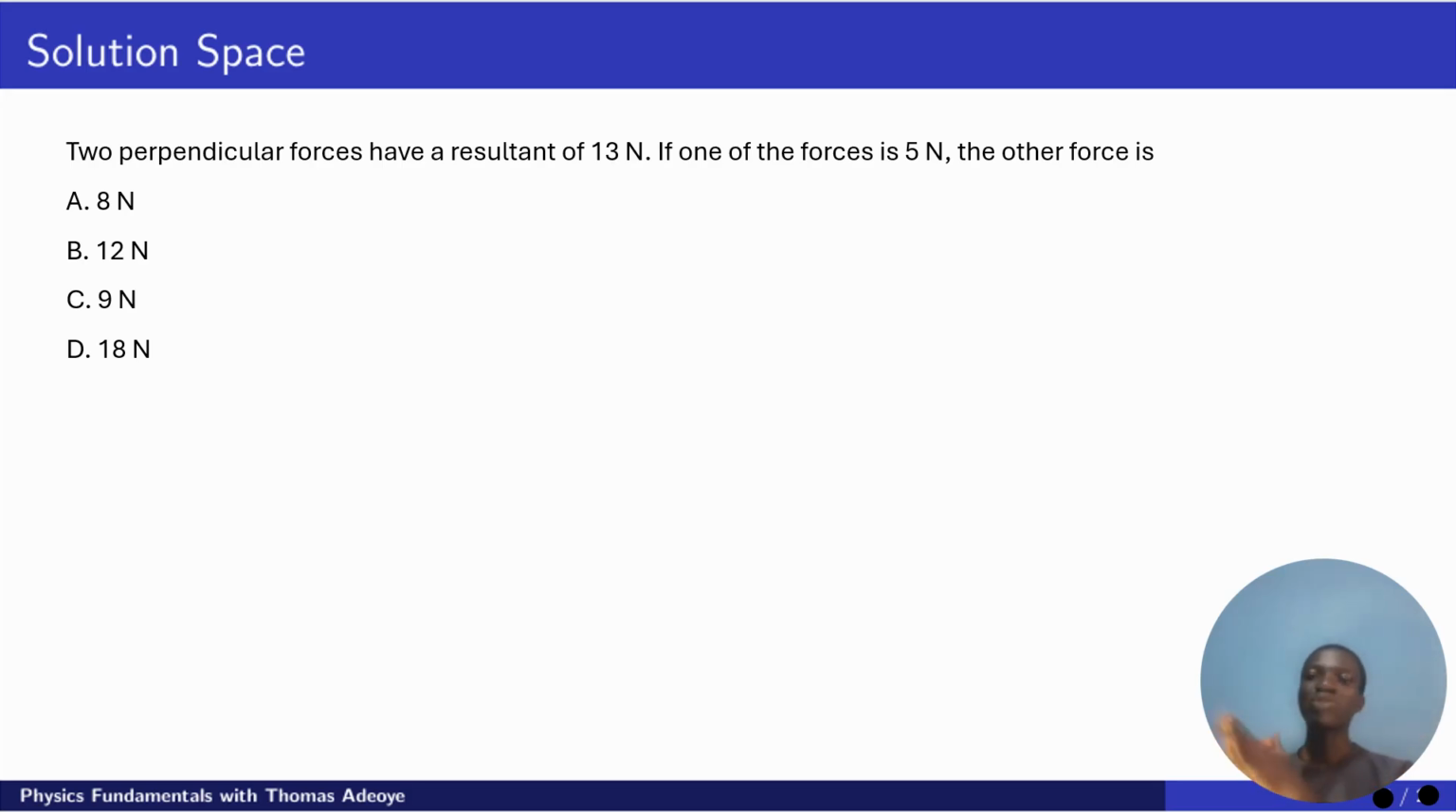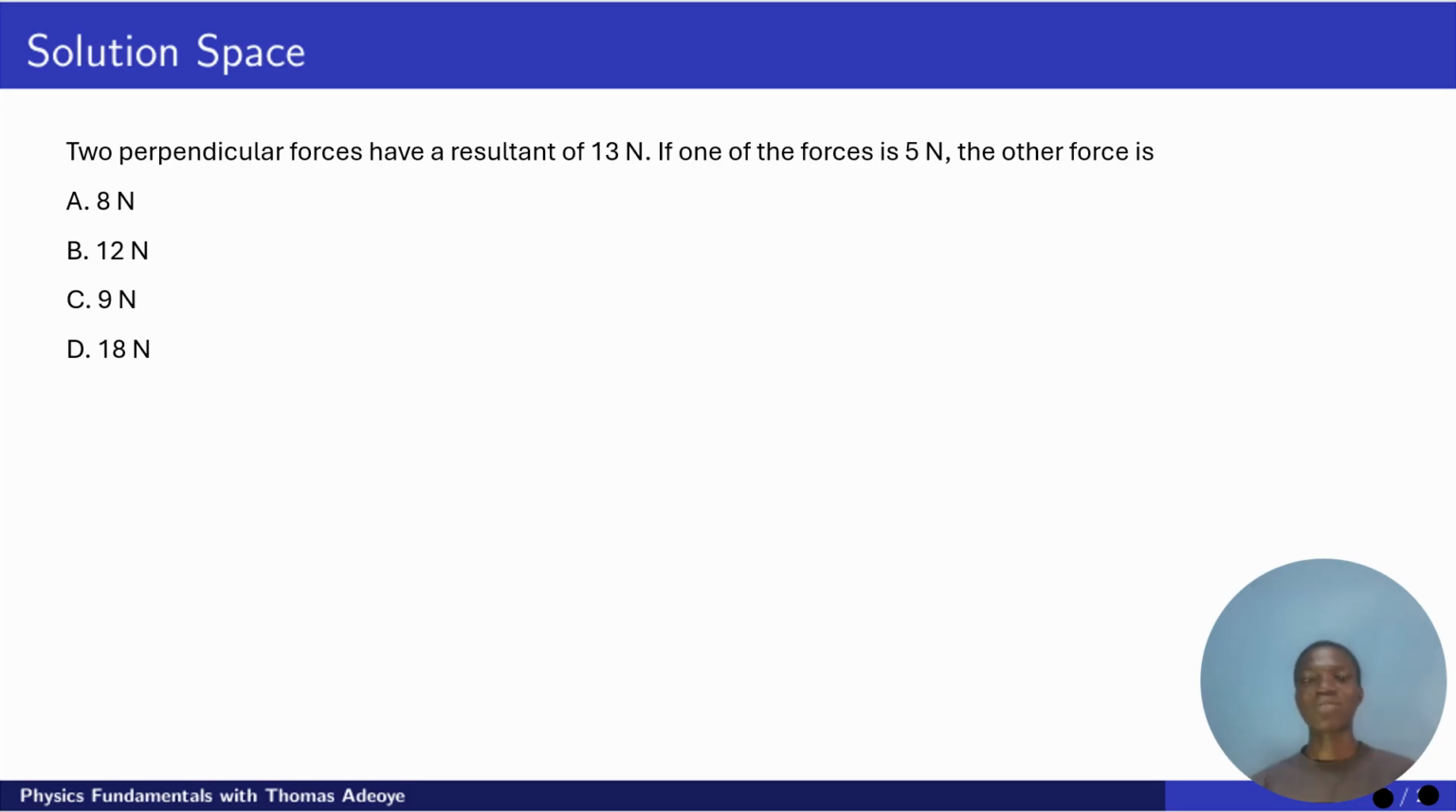So if we have two vectors at right angle, then the resultant of such vectors will be the hypotenuse. Just take it. If you have two vectors at right angle, then the resultant will be the hypotenuse, a line drawn from the point of inclination. Now they mention two perpendicular forces in this question.